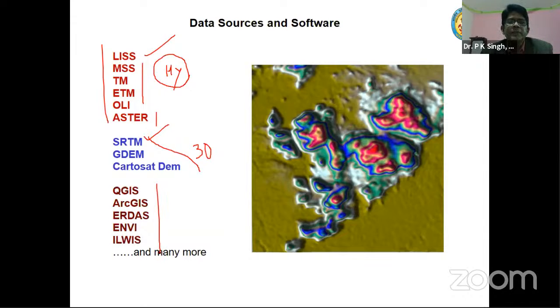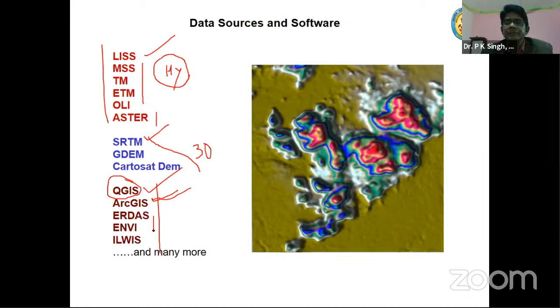A lot of free software is there. QGIS is very good software, equivalent to ArcGIS. If people are using this, most of the things can be done in QGIS. ArcGIS is very good software handling everything. Even many of the image processing techniques you can do here also.